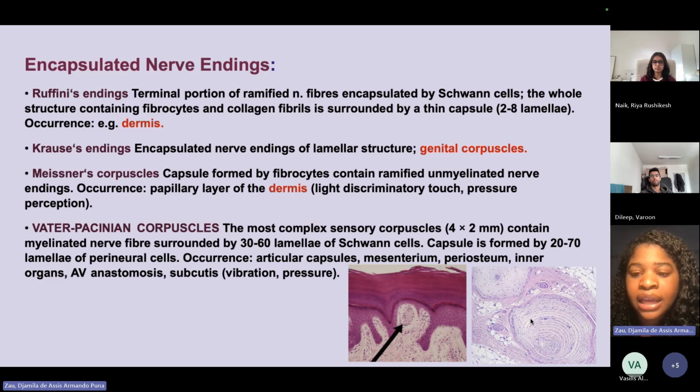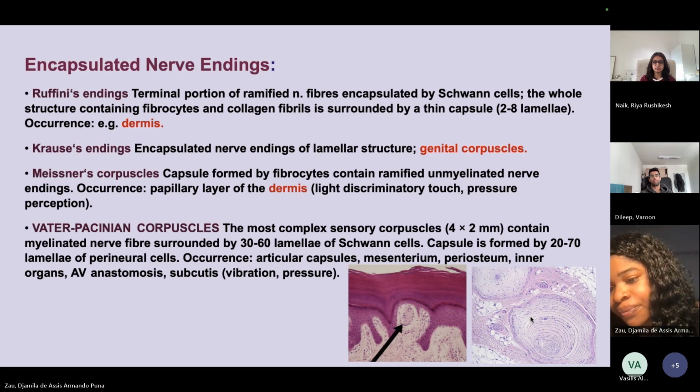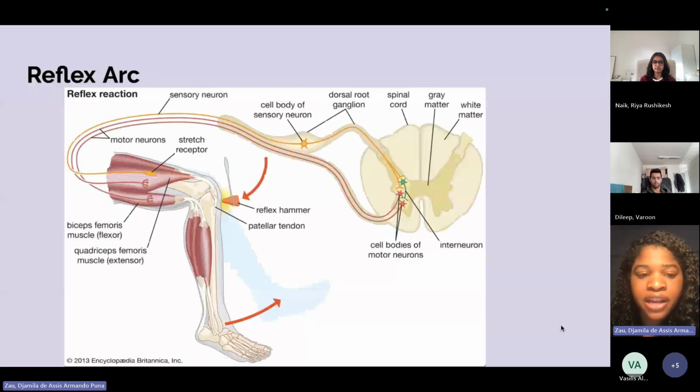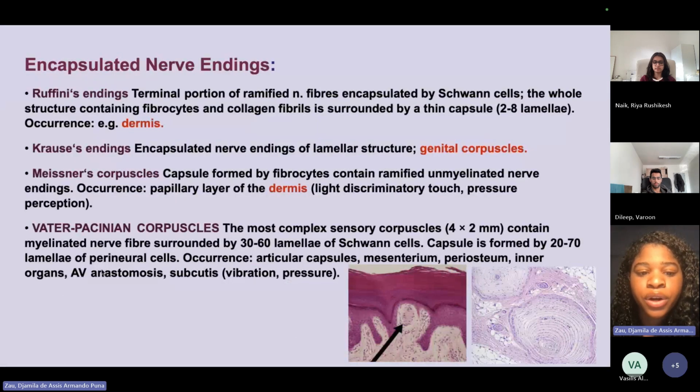It's very difficult to see at this angle, but usually when you don't see any sort of white there, then you know it's unmyelinated. And if you were to see white, then you know it's myelinated, that there's a myelin sheath covering the axon. And oh, the Vater-Pacinian corpuscle is there for vibration and pressure also.